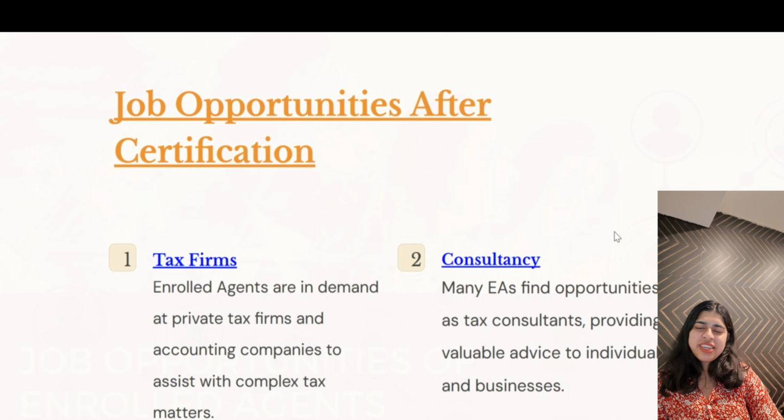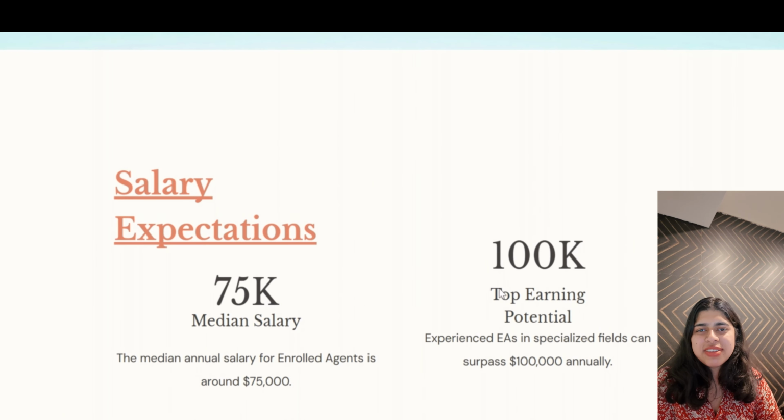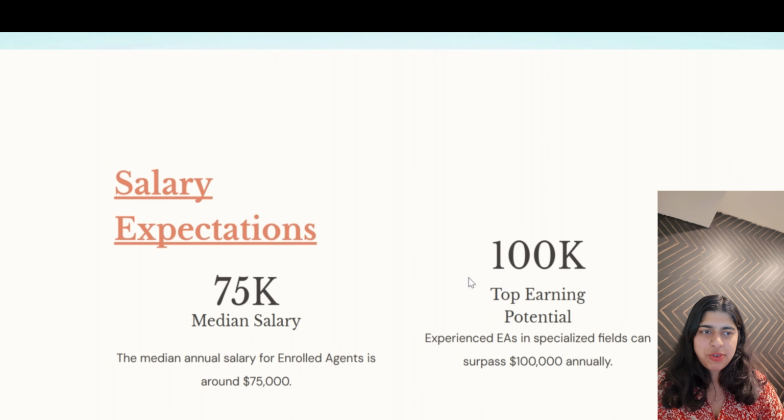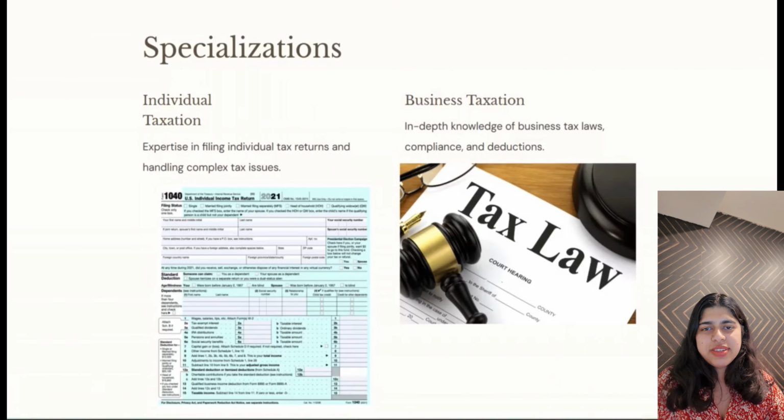And on salary expectations, as per recent surveys, it is a 75K median salary for an EA, and as the years of experience increase, that may reach 100K or more. It depends.